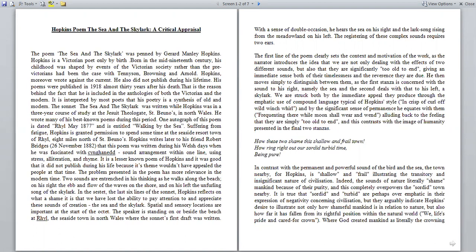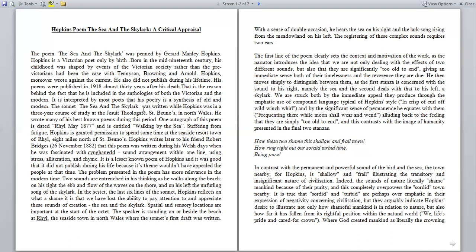Hopkins moreover wrote against the current. He also did not publish during his lifetime. His poems were published in 1918, almost 30 years after his death. That is the reason behind the fact that he is included in the anthologies of both the Victorian and the modern. It is interpreted by most poets that his poetry is a synthesis of old and modern.